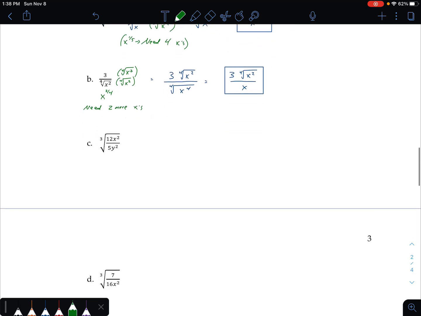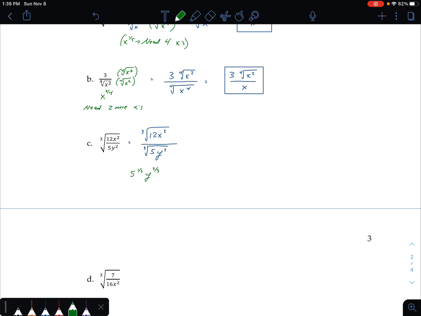All right, let's look at this one, and then we'll look at D, and those will be the last two. So this is a cube root. Again, I have my radical of a fraction, so I can split it up. Now looking on the bottom, here's my number, 5. 5 is prime, and I have a y squared. So it's 5 to the 1/3 and y to the 2/3.